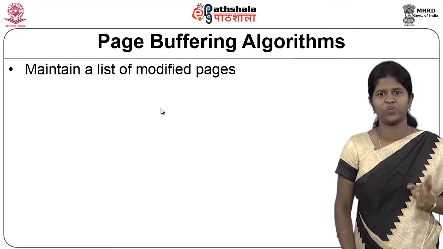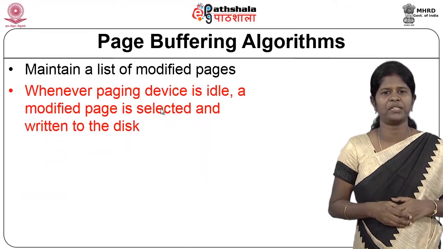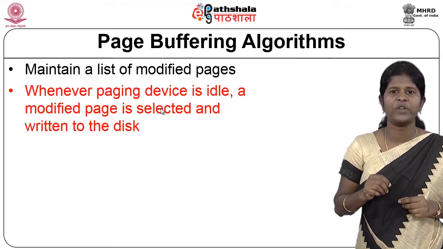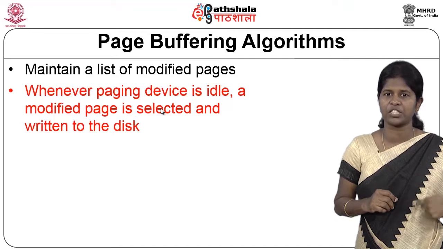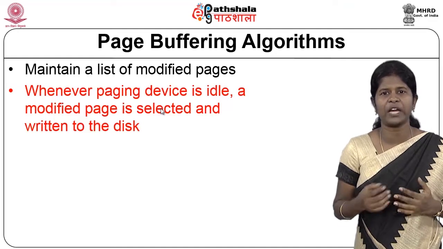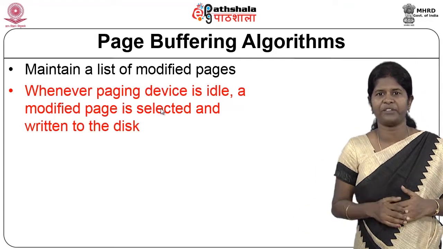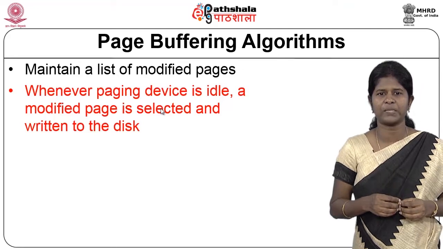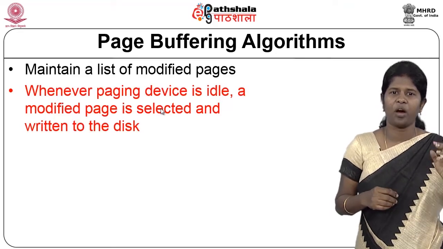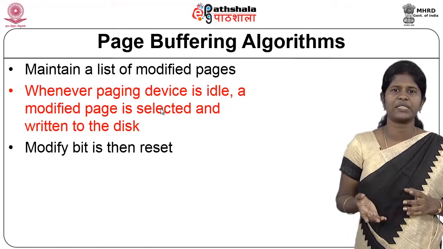That was one way of page buffering algorithm. And the second case, what is done? You maintain a list of modified pages. I told you that you have a modify bit which you can keep along with the reference bit. Whenever a page is modified, the modify bit will be set for that page. And when the paging device is idle, that is, whenever you do not have any disk IO happening, writing to the disk or reading from the disk, then the pages for which the modified bit is set are chosen and written to the disk. And then the modified bit will be reset back to 0.